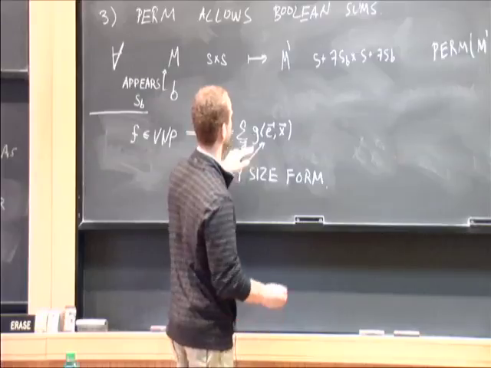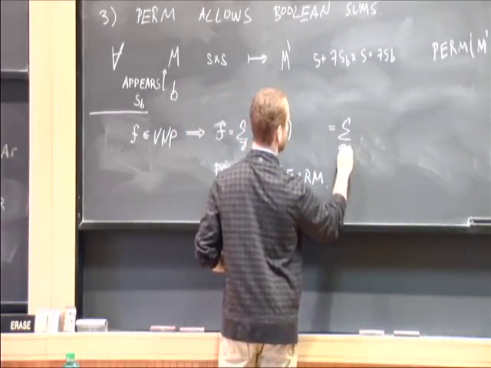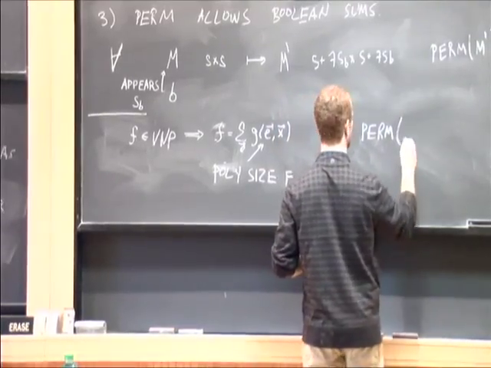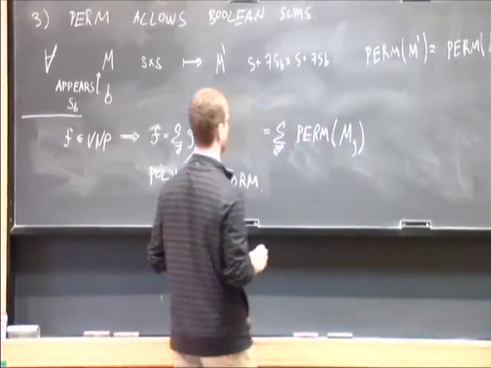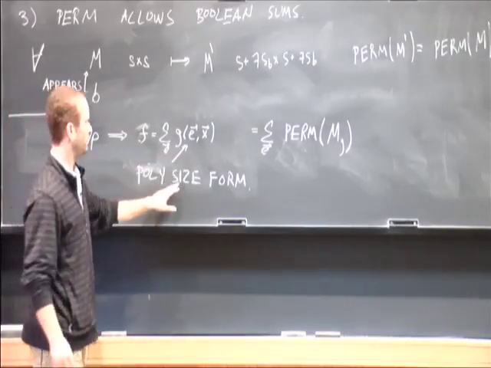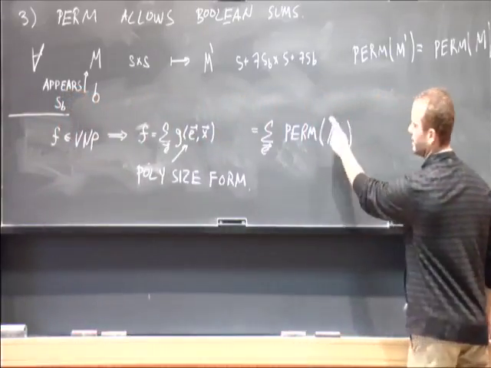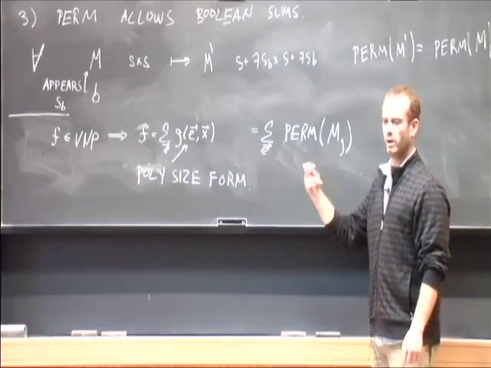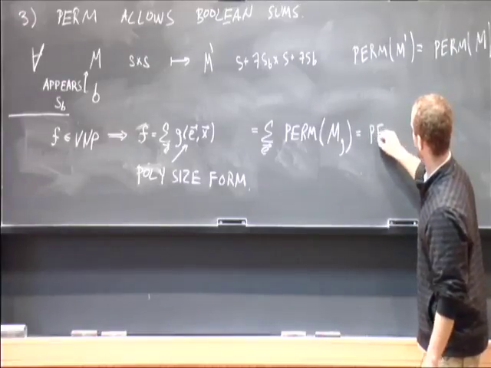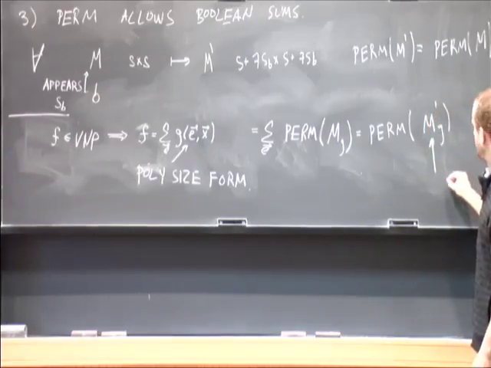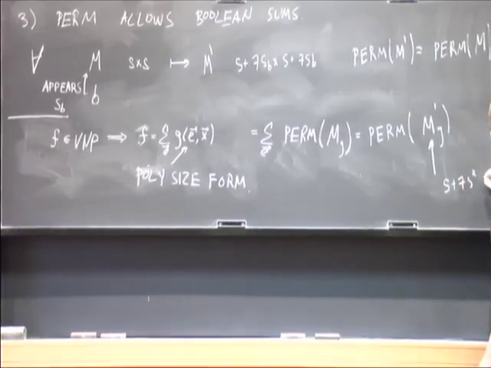Now, this has a polynomial size formula, so this is equal to the sum over E of the permanent of M of G. So this is due to the second step. This has a polynomial size formula, so this is a polynomial size matrix. And now we do this Boolean sum one by one. So we can write it as a permanent of M prime of G, where the size of this will be at most S plus 7 S squared times S plus 7 S squared.